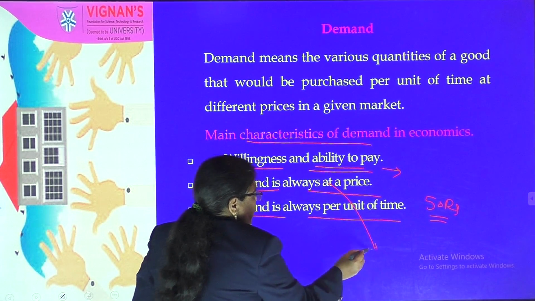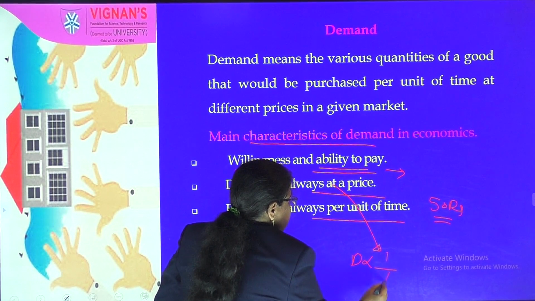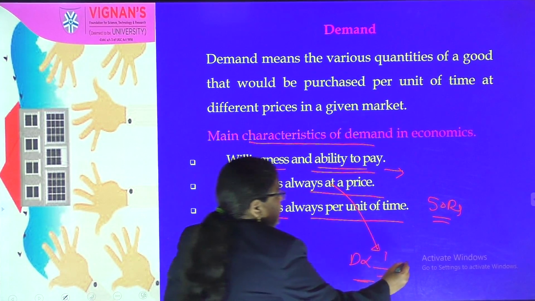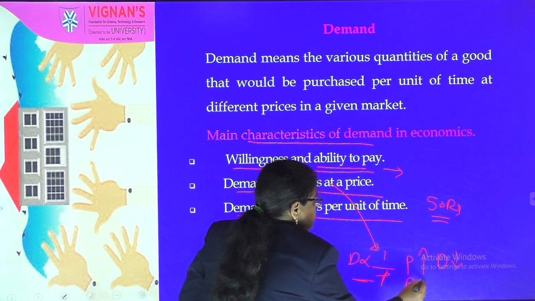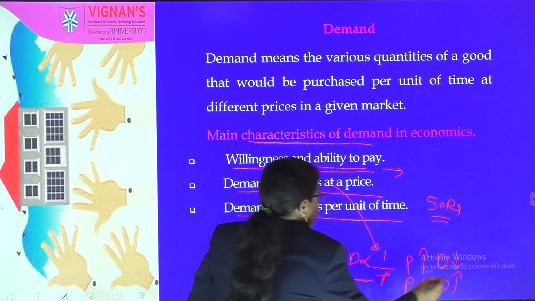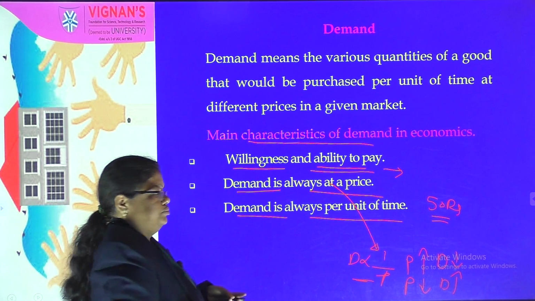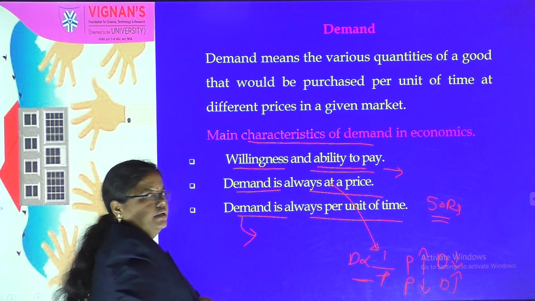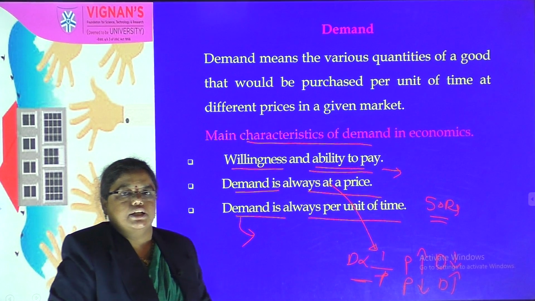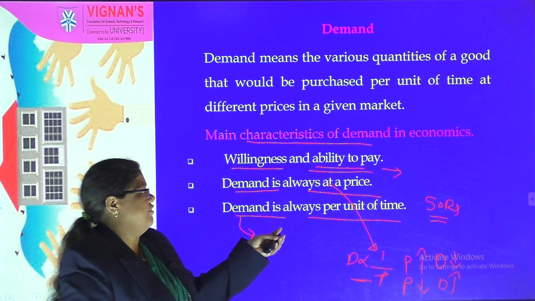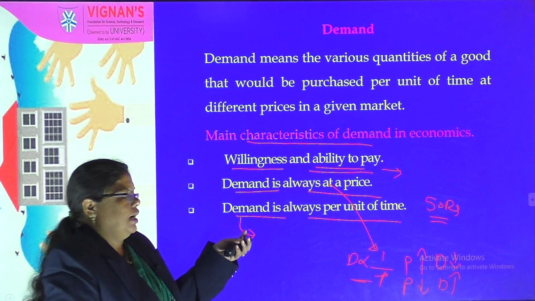Demand is always at price. Demand is inversely proportional to price. Suppose price increases, demand decreases. Price decreases, demand increases. Demand is always per unit of time. That may be a day, week, month or year.